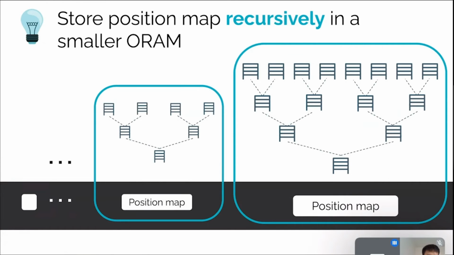So remember the position map, even though it is linear in size, is at least a constant factor smaller than the original data size. So we are just going to store the position map in a smaller ORAM, and then you get a smaller position map of a position map, and then you keep recursing until the position map is constant in size, and then you can just store the position map in the CPU register. So this recursion incurs a logarithmic overhead. If every time you can reduce the ORAM size by a constant factor, after log n steps, you'll get a constant size position map.